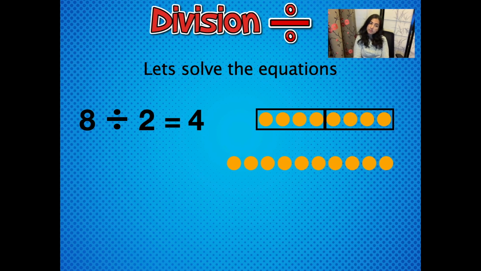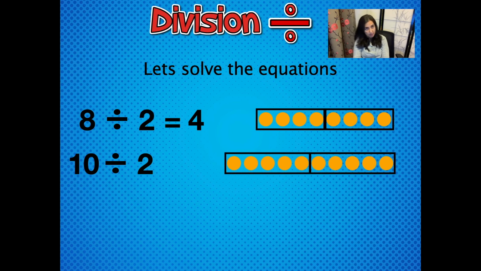Let's go to another problem. 10 divided by 2, or half of 10. Take a look at this half. Is it the same as that half? Yes, isn't it? Good. So we've got the 2 halves. All we need to know is how many dots sit in each half. In this case, the answer is 5. 10 divided by 2, or half of 10, is 5.